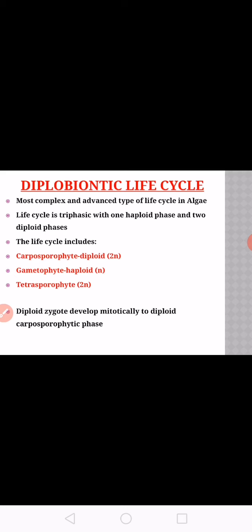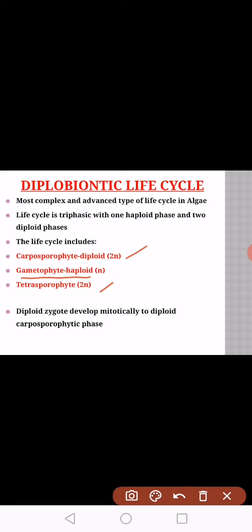And these phases are carposporophyte phase, gametophyte phase, and tetrasporophyte phase. So of these, the carposporophyte and the tetrasporophyte phases are diploid in nature, whereas gametophytic phase is haploid. Okay. Now what happens during the life cycle? On fusion of the male and female gametes, zygote is formed, and this zygote is diploid in nature, and this diploid zygote undergoes mitosis. As a result of this, diploid carposporophytic phase is formed. So from the zygote, on mitosis, carposporophyte phase is produced.